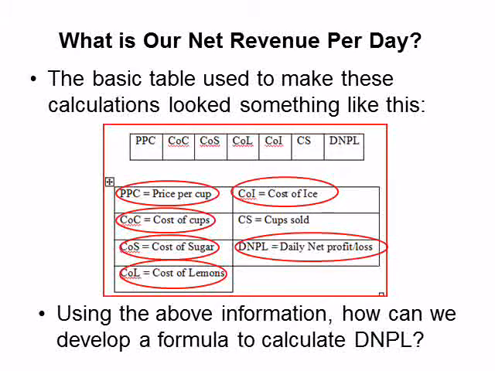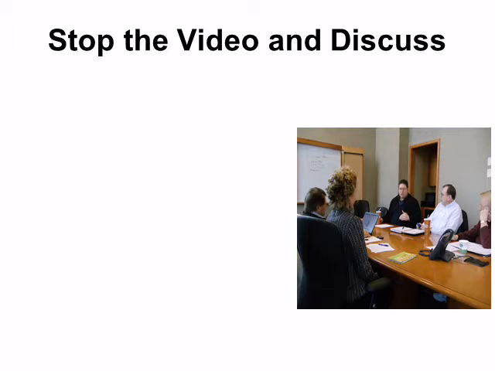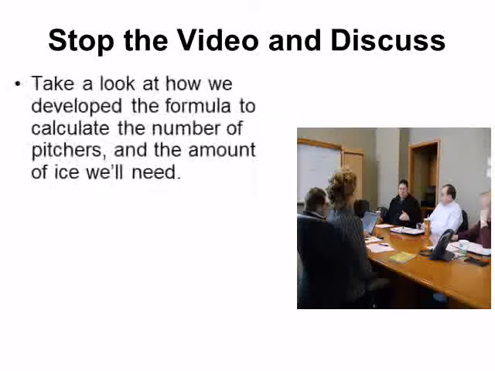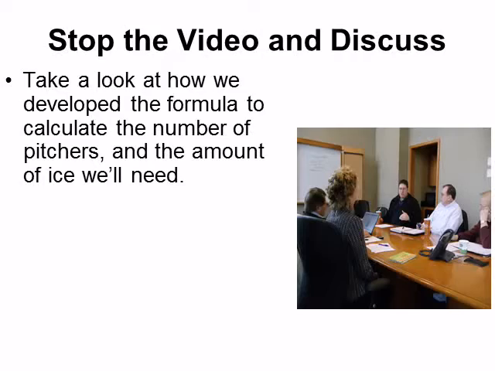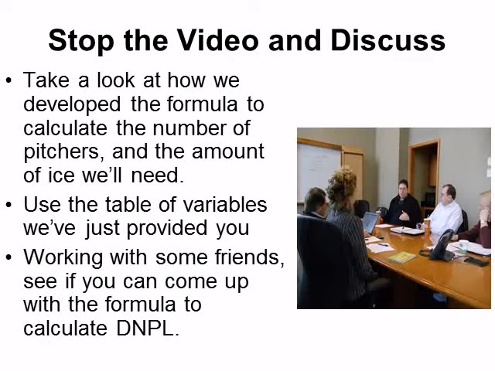So make sure that you've written all these various symbols down, and we'll use those in our next step. Are you ready? Here we go. Stop the video and take some time to discuss with some others and look at how we can develop the formula to calculate the number of pitchers and the number of ice that we need. Use the table of variables that you've been provided, and working with some friends, see if you can come up with that formula to calculate daily net profit or loss. You make a stab at that, do the best you can, and then we'll come back and we'll walk through that process and see how you did.